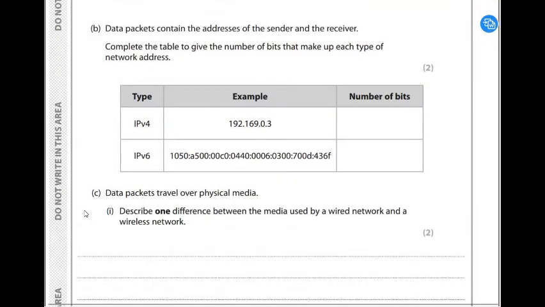Part B. Data packets contain addresses of the sender and the receiver. So we need to complete the table to give the number of bits that make up each type of network address. So we've got an IP version 4 address and an IP version 6 address. So we need to give the number of bits. In IP version 4, it's 32. IP version 6 is 128. Unless you know that off by heart, you're going to lose marks. So IP version 4 is 32 bits, IP version 6 is 128 bits.